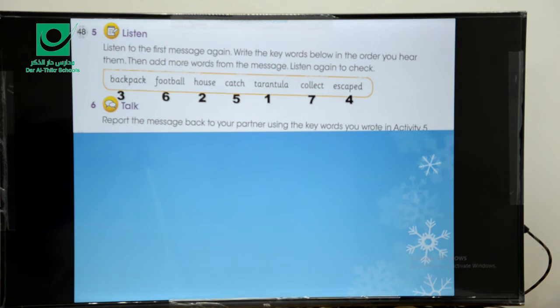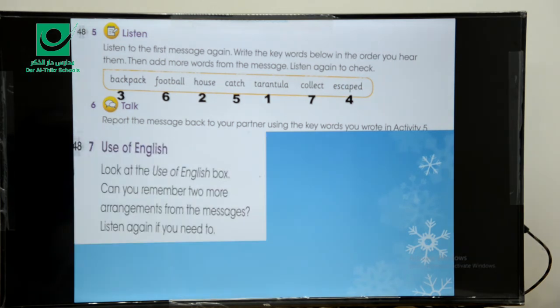See, students? So I showed you now the order of the words according to the listening. First he talked about the tarantula, then I left it at your house, it was in my backpack, escape, catch, football, then finally when he's going to finish playing football, he's going to come and collect it. Yes. After that, I will go to the grammatical points, use of English.